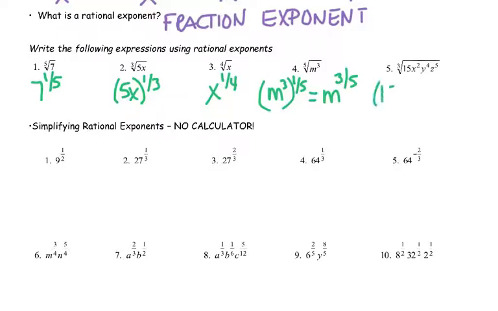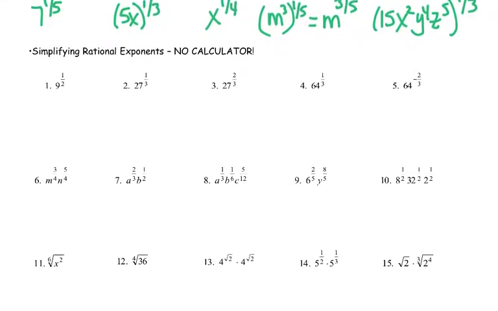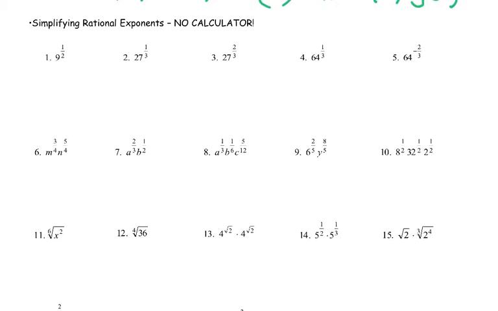Here I'm just going to write the whole thing, the 15 x^2 y^4 z^5 all to the 1/3. I could distribute it: 15 to the 1/3, x to the 2/3, y to the 4/3, z to the 5/3, but that's fine. So now we do it with numbers. And again, it's things you should know, right? 9 to the 1/2 is the square root of 9, which is 3. No calculator needed. No work even needed to be shown. I'm showing the work. 27 to the 1/3 is the cube root of 27, which is 3.